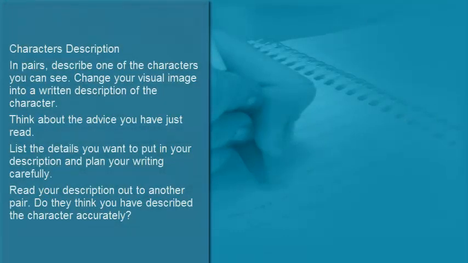Characters description. In pairs, describe one of the characters you can see. Change your visual image into a written description of the character. Think about the advice you have just read. List the details you want to put in your description and plan your writing carefully. Read your description out to another pair. Do they think you have described the character accurately?